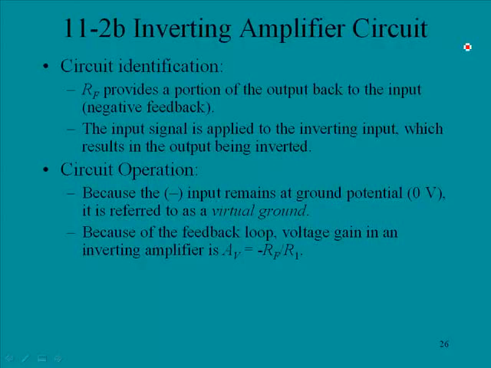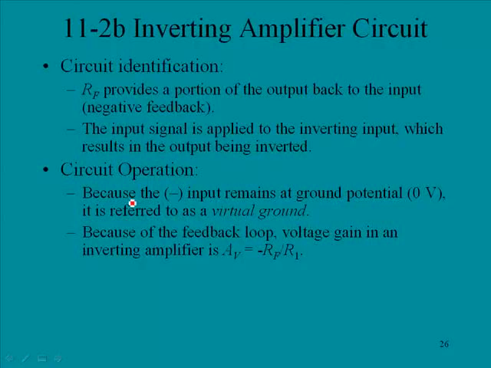Continuing with the second half of 11.2, we're looking at the inverting amplifier circuit. First of all, circuit identification. RF provides a portion of the output back to the input, and this is in the form of negative feedback. So RF is one way of identifying an inverting amplifier. The input signal is applied to the inverting input, which results in the output being inverted.